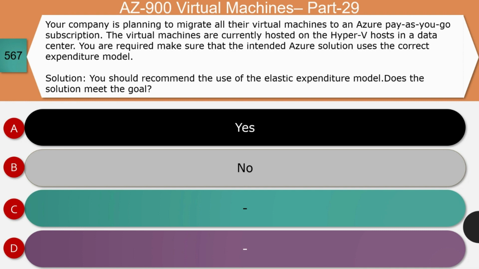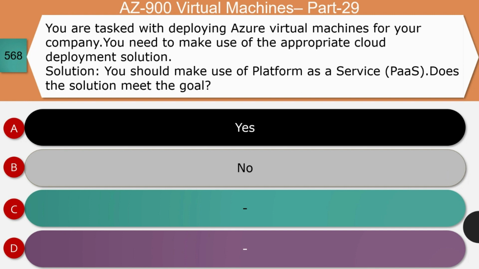Next question, your company is planning to migrate all their VMs to a pay as you go model. The virtual machines are currently hosted on Hyper-V host in a data center. You are required to make sure that the intended Azure solution uses the correct expenditure model. You should expand the use of elastic expenditure model. Does that meet the goal? Is it yes or no? The right answer for this question is no. Let's see the reason. Pay as you go comes under operational expenditure model. It is nothing to do with the elastic expenditure model, and so option B is correct.